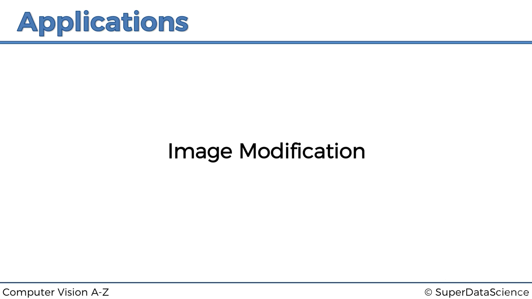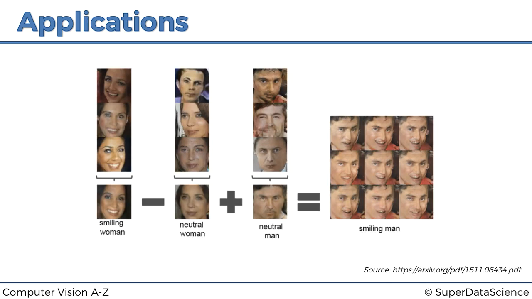Image modification. Okay, so what does that mean? Well, let's have a look at this example. So here we've got, again, it's from the same paper, a smiling woman on the left. These are images generated by GAN, all of them. Then you've got a neutral woman in the middle, and then a neutral man. So basically what they're showing here is that through the way that these images are generated, they're actually assigned a vector.